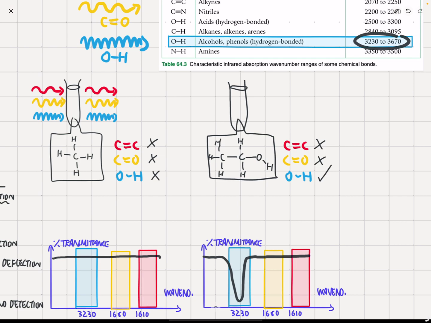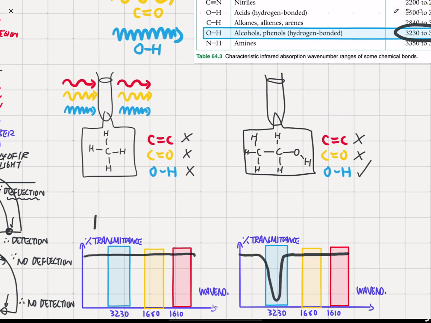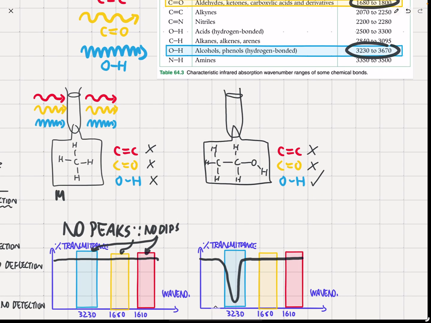For the first molecule, CH4, we say there are no peaks because there are no dips at any of these positions, 1, 2, 3. And in the second molecule, ethanol, so you see this is methane, this is ethanol. In ethanol, there's one peak, and that peak is over here. This is because of the O-H bond present.